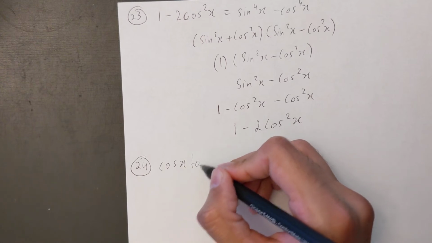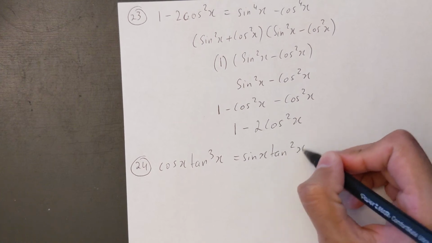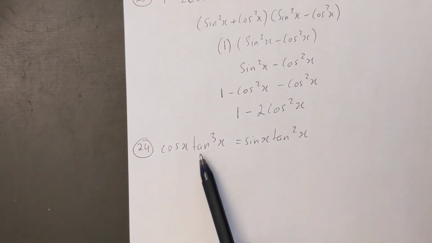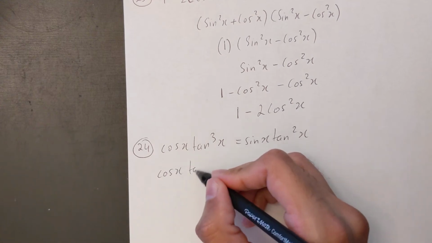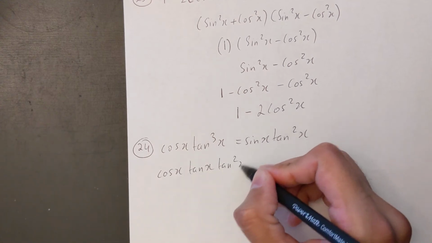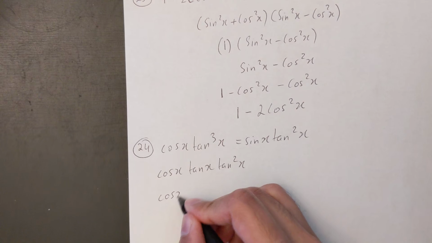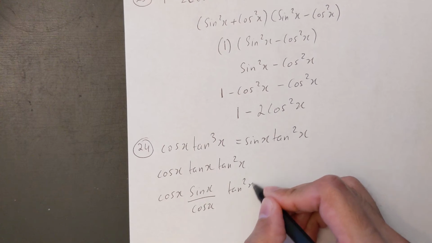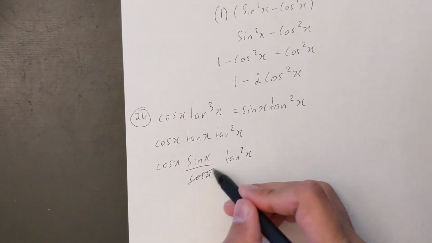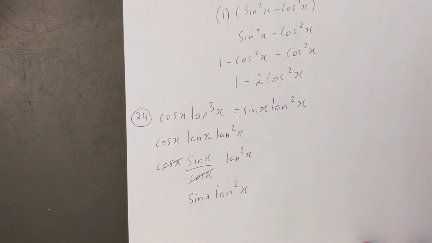Cos x tan cube x equals sine x tan square x. I'm going to work on the left side here because I have a cube. If I notice, I have tan cube and tan square on this side, so I'm just going to break this tan cube into tan x and then tan square x. Now the tan squares are exactly the same, so I don't have to change those. I can change my tan into sine x over cos x. The two cosines just cancel, so you're just left with sine x tan square x.